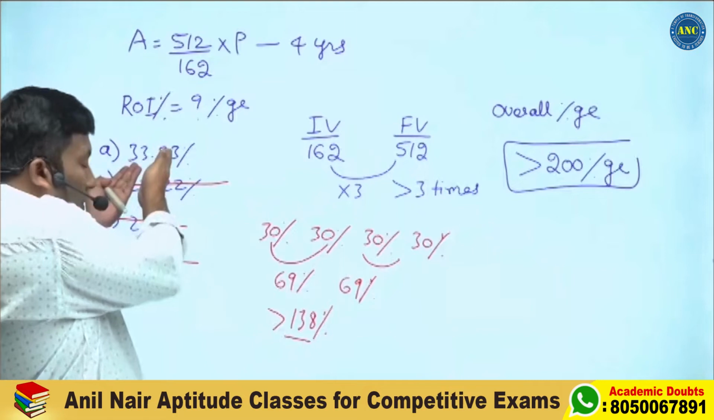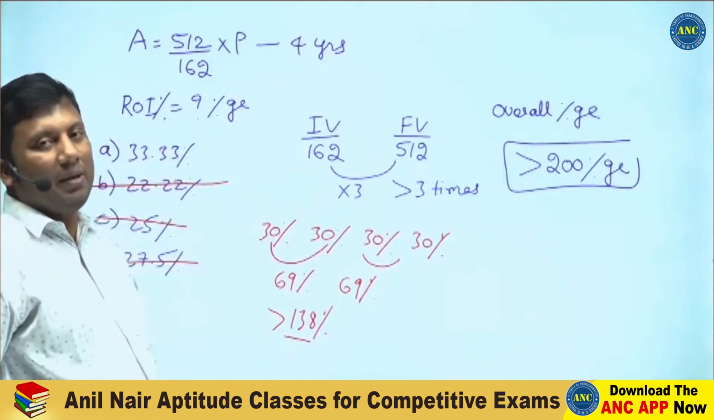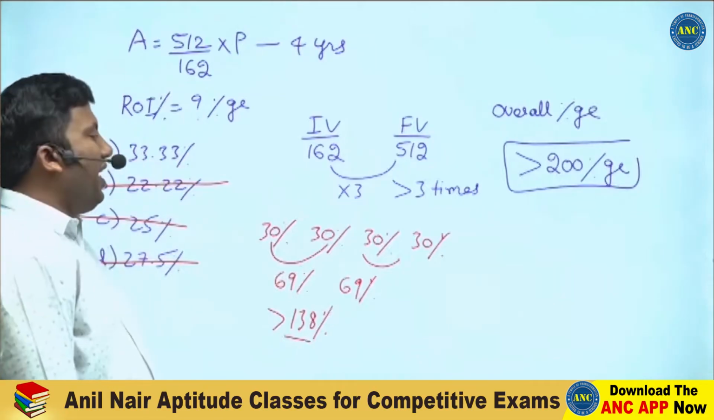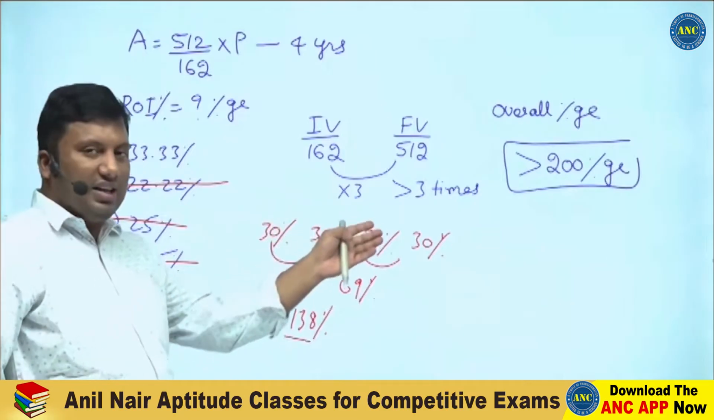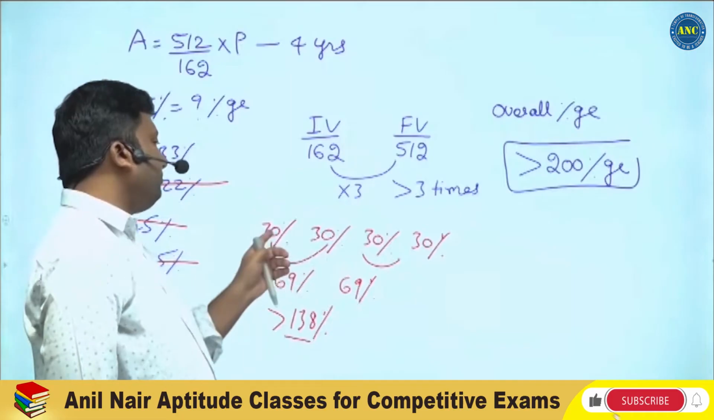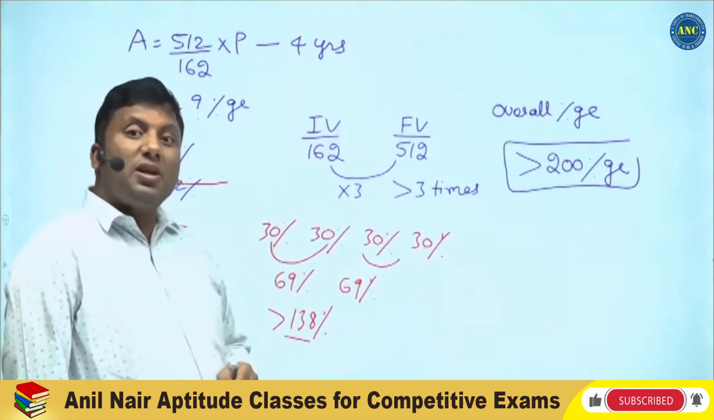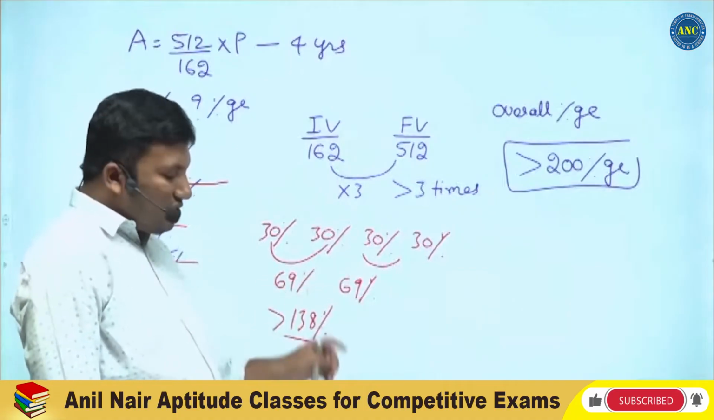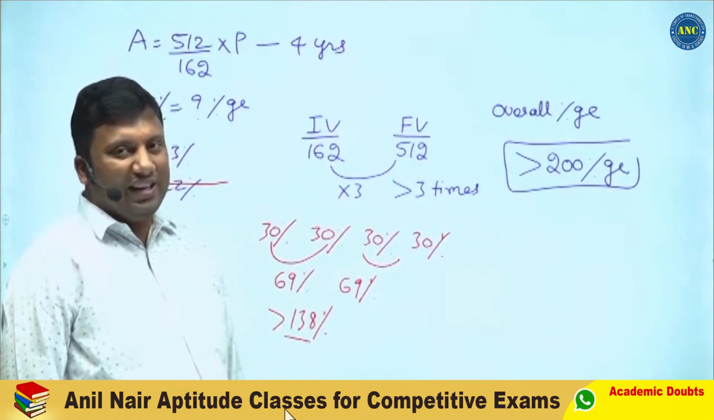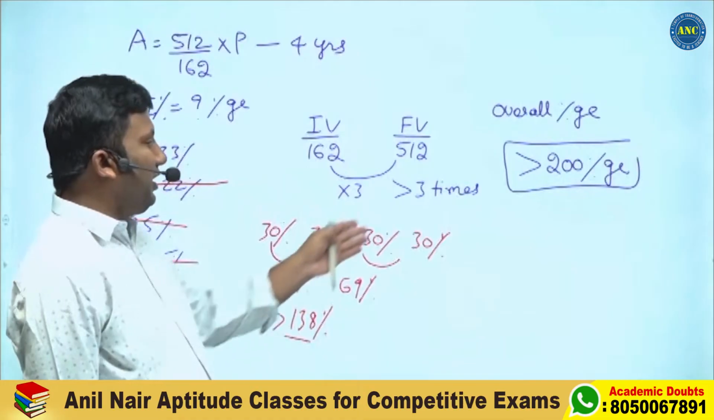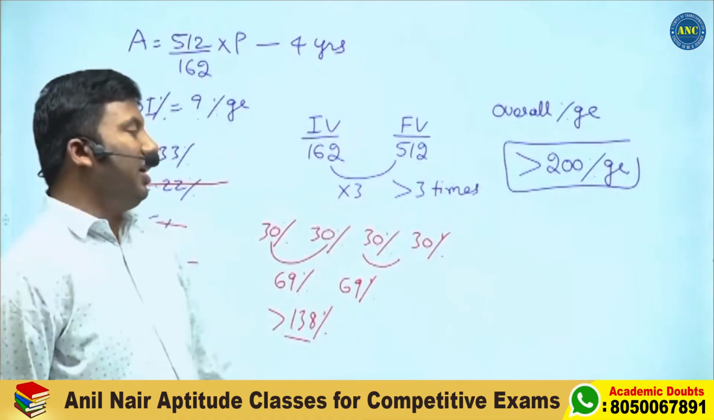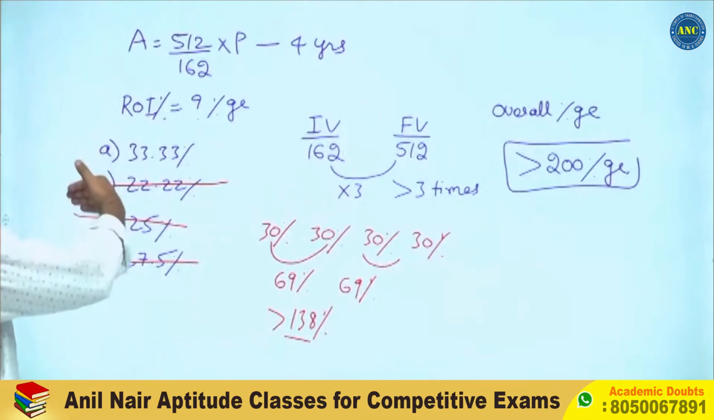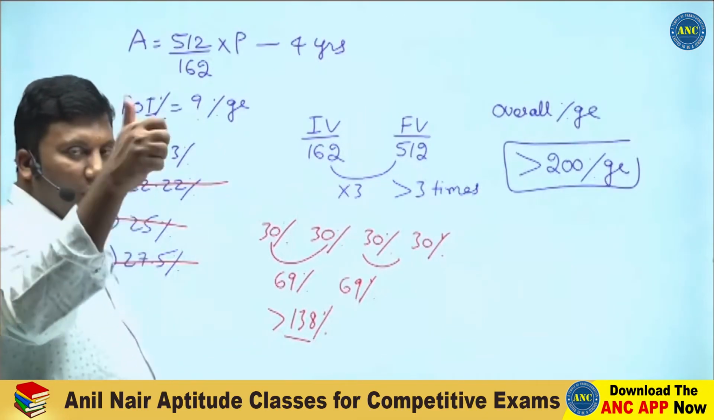What I did is only one value is greater than 30 percentage. So instead of working with 33.33, I just checked 30. 30 plus 30 plus 30 into 30 by 100, 69. 69 plus 69, 138. Answer is greater than 140. I want greater than 200. Answer option should be definitely greater than 30 percentage. B, C and D, all are out. Are you all with me?